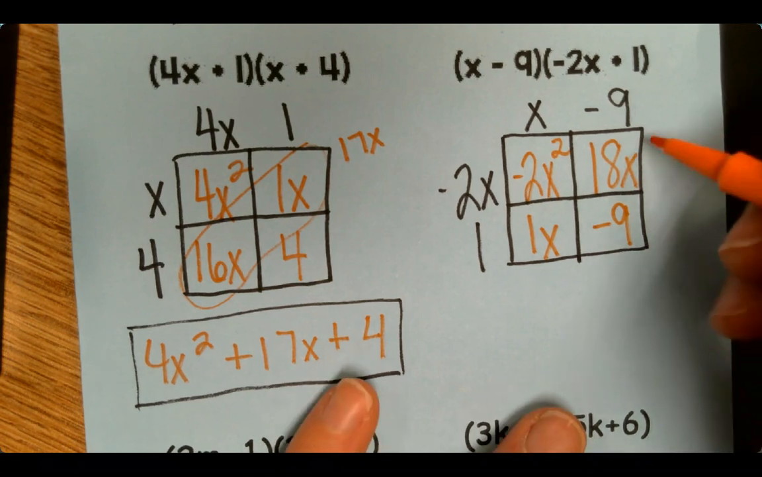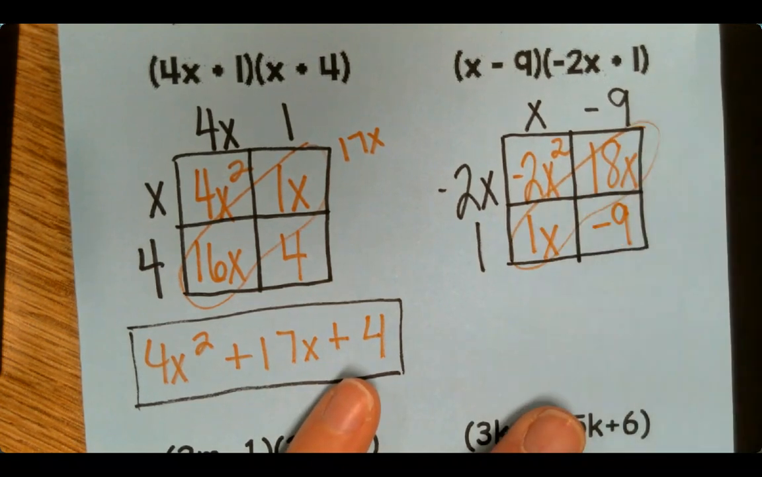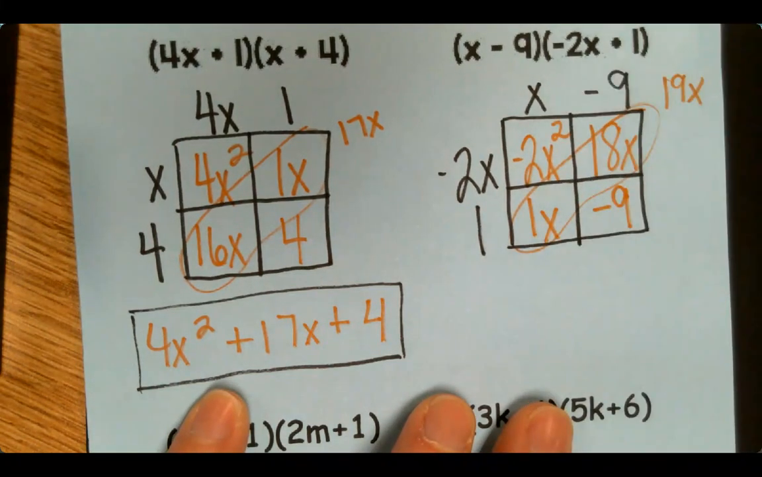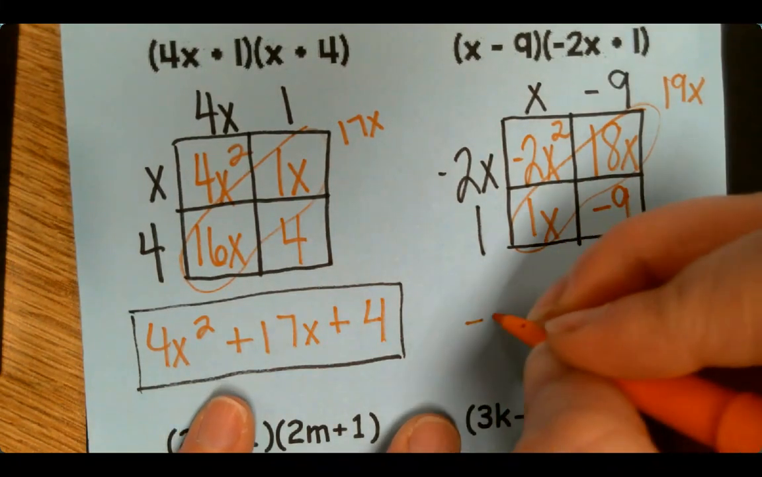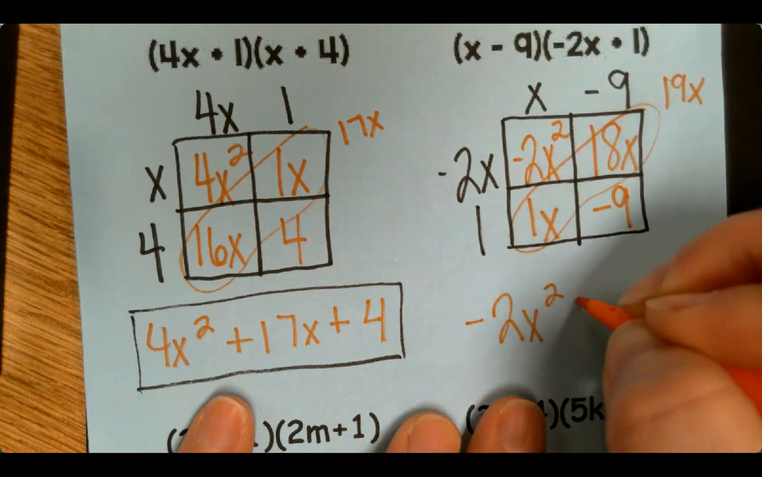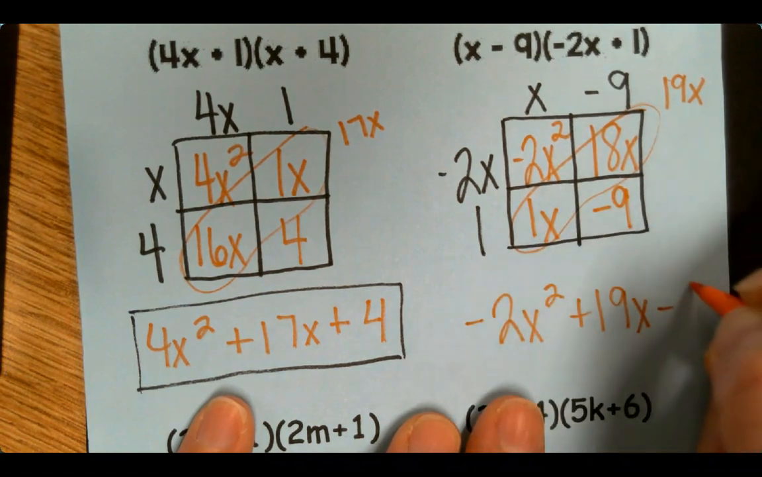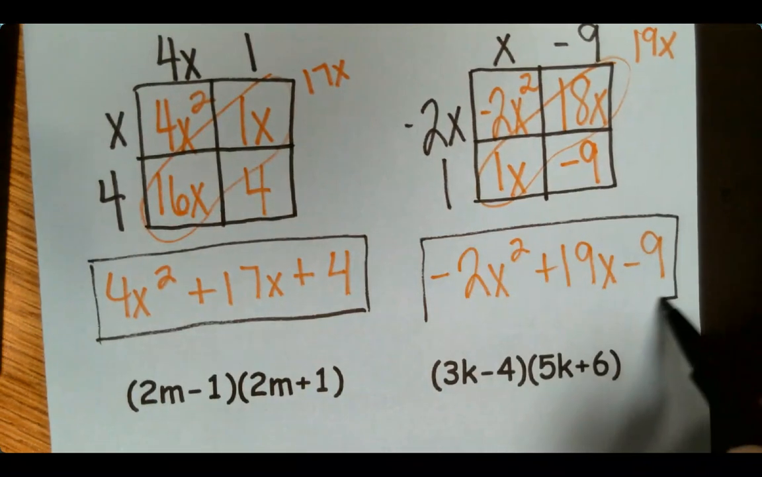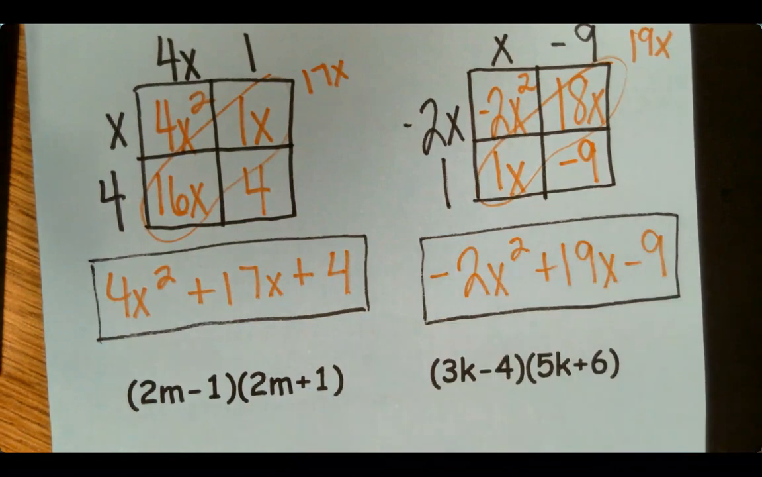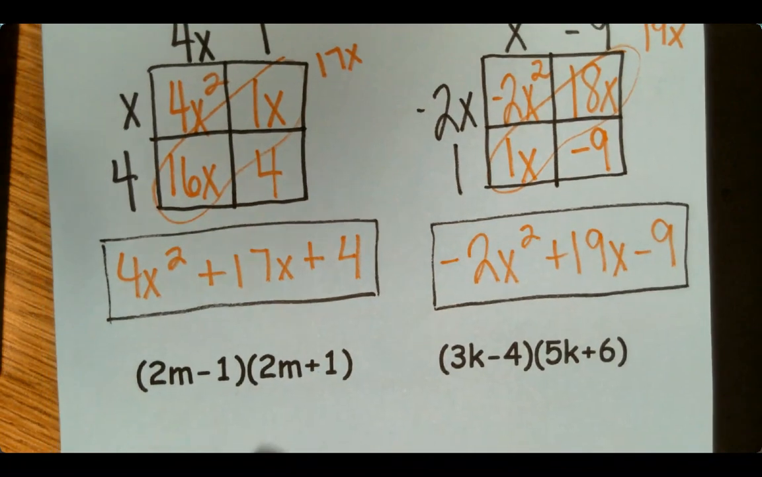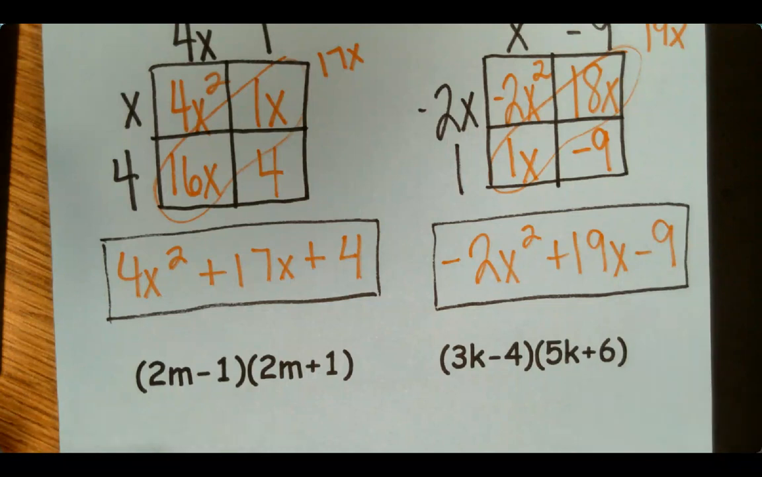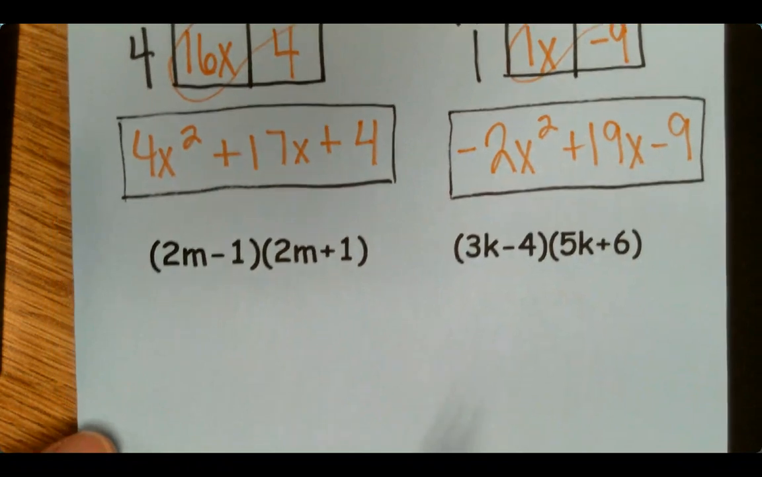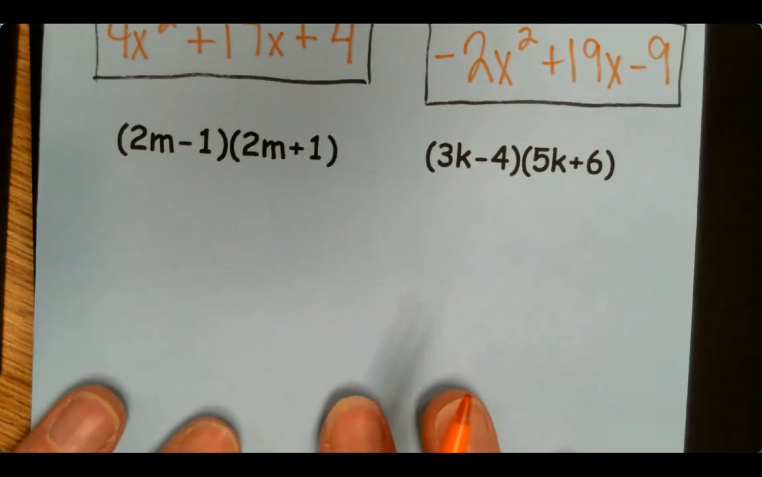And we can combine those diagonals. 18x and 1x. Yeah. So let's write it out. Negative 2x squared plus 19x minus 9. All right, let's go to the next one.